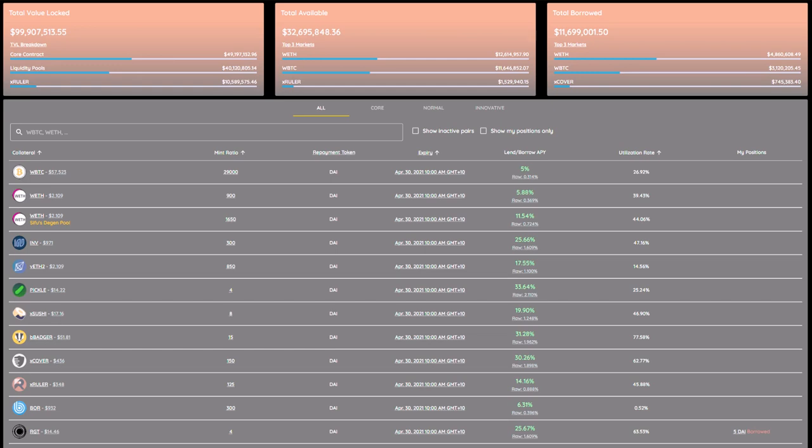So we're going to run through how to be a borrower first up, and just before we do that, we'll run through the main screen and what everything means quickly. We'll use Wrapped Bitcoin as the example here.